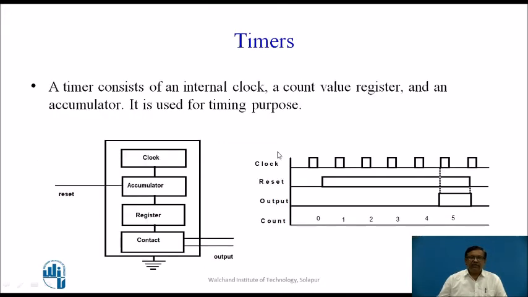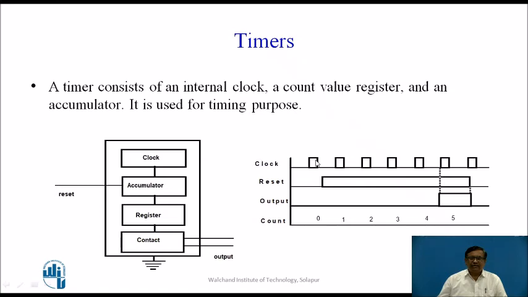Here, how timers are implemented. A timer consists of an internal clock, a count value register and an accumulator. It is used for timing purposes. So this is again similar to the counter. It consists of a clock, which is an internal clock, an accumulator, a register and again a contact, which is the output. The accumulator can be reset. This is the internal clock whose frequency we can set.